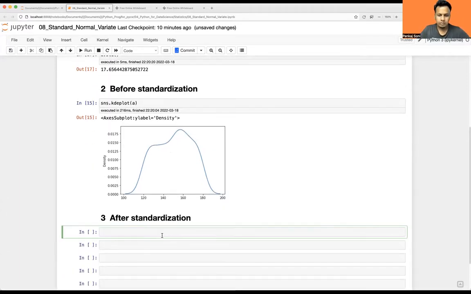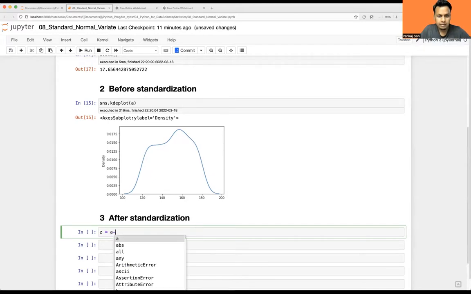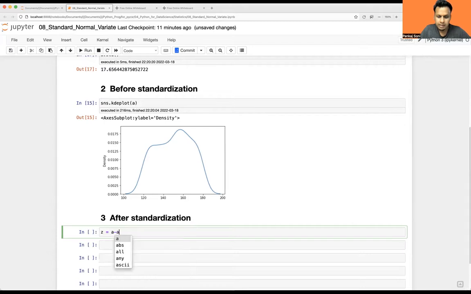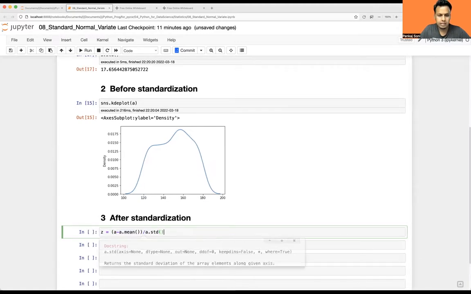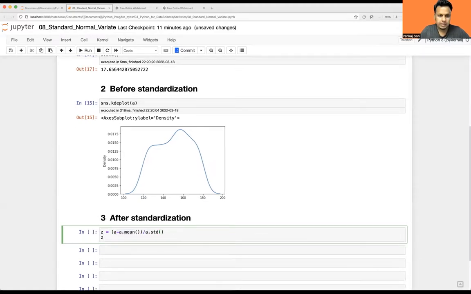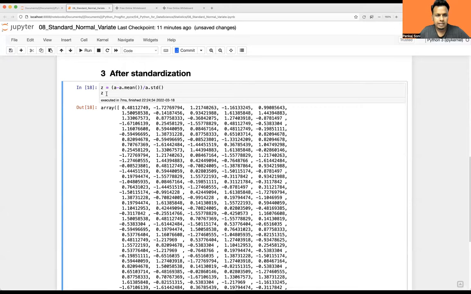So how to do? We have to use z equal to x. This is nothing but your data a. Subtract this mean, right? A dot mean, and divide the whole thing by standard deviation. That is nothing but a dot std. Okay. Now you'll get the data z. This is the data we got.